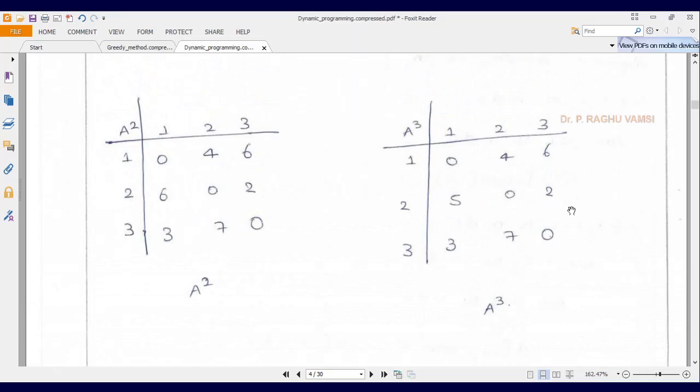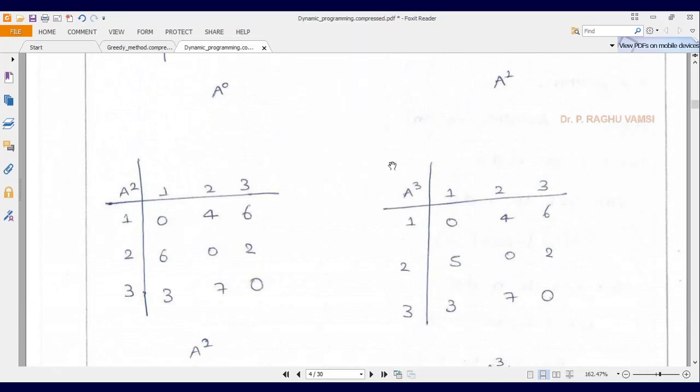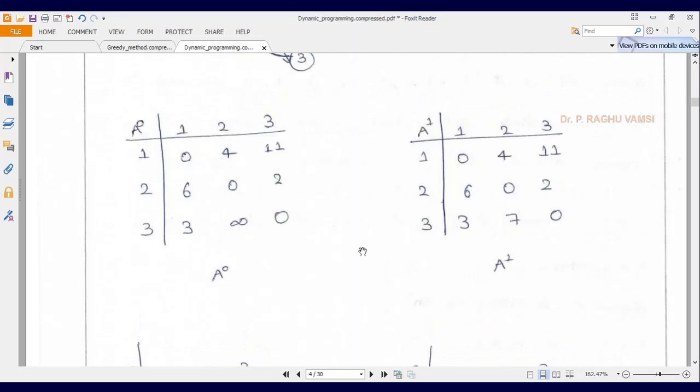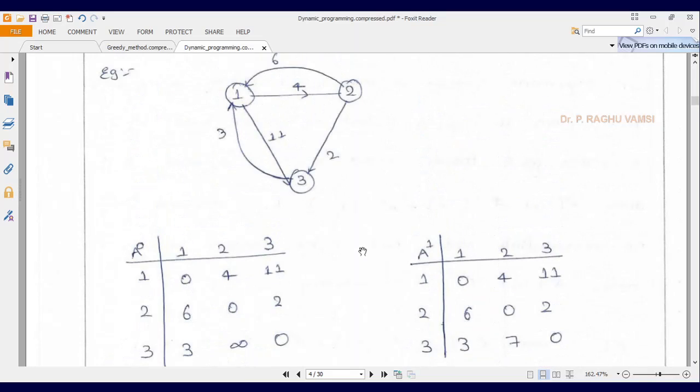So thereby what will happen? This is the final solution, the final all-pairs shortest path solution that you have achieved. This is the way dynamic programming works. The best example of dynamic programming, the first example that we have seen under the graph category, is the all-pairs shortest path algorithm. It works on the principle of optimality: whatever the initial state may be, the next states must be better than the previous state.